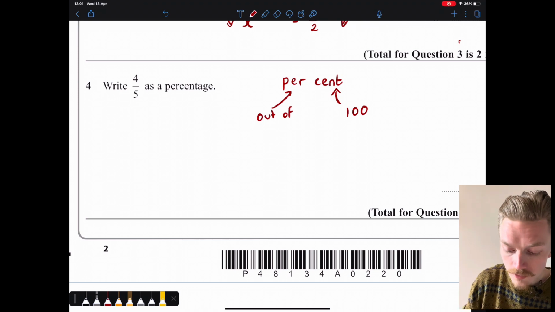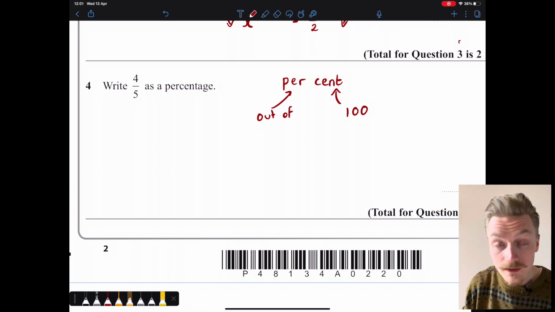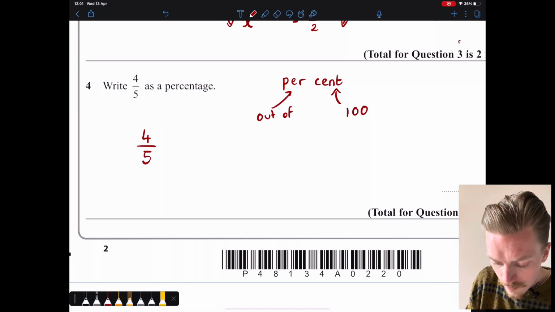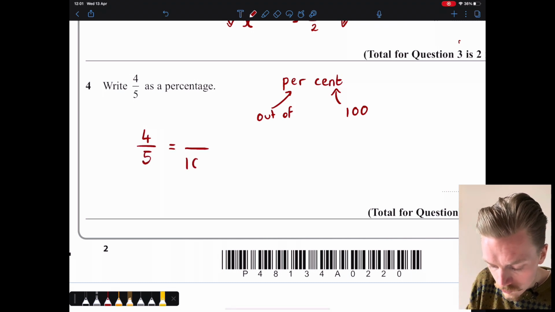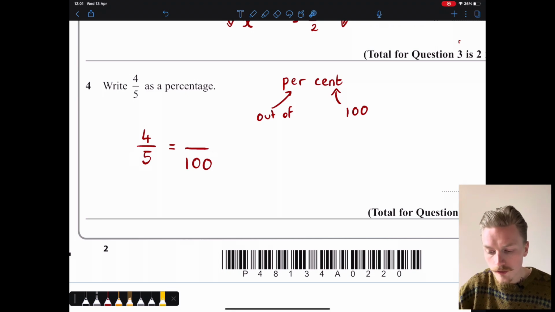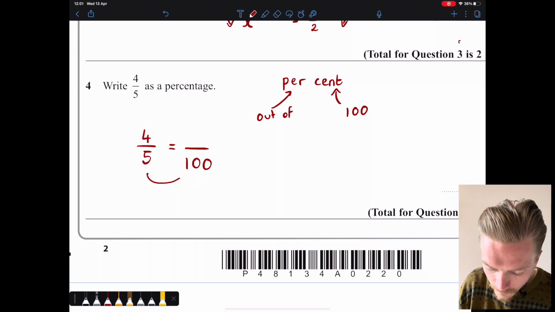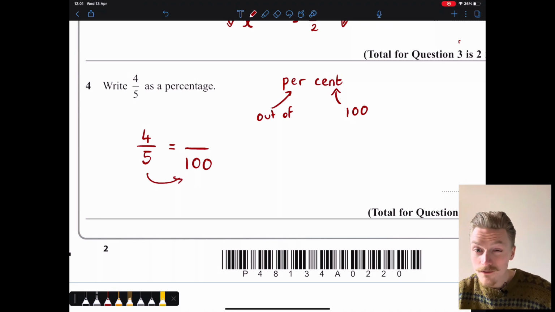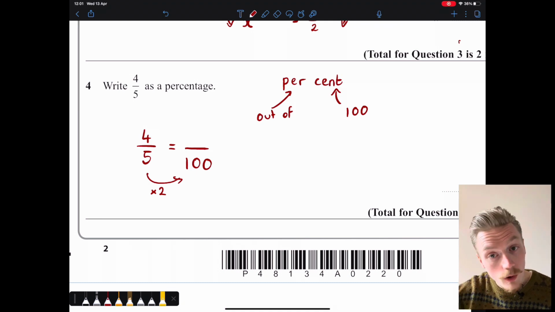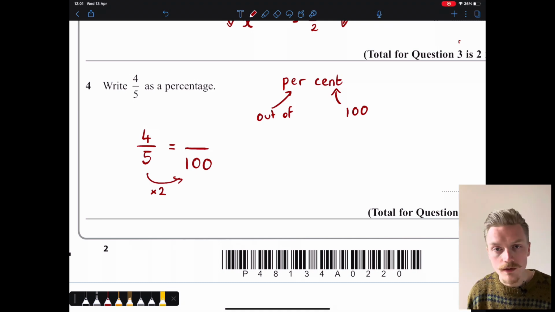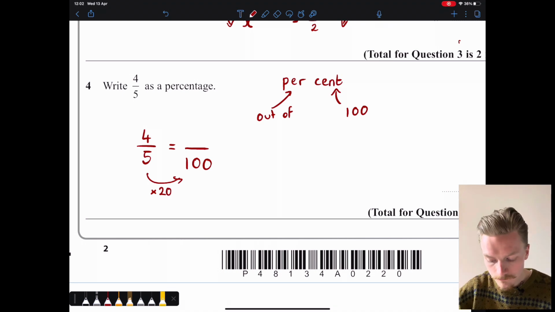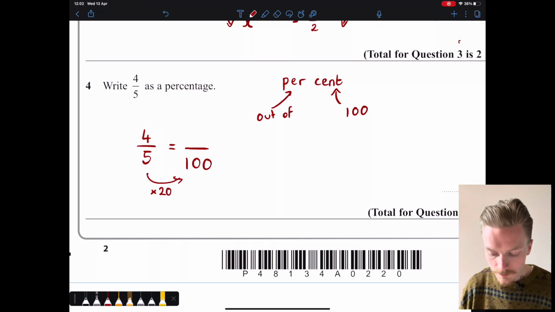So if I'm trying to write it as a percentage, I'm writing it out of 100. So I want 4/5 out of 100. So instead of being out of 5, I want it out of 100. Well, how do I get from 5 to 100? Well, I know how to get from 5 to 10. That's times by 2. So from 5 to 100, I need to times it by 2, then times it by 10. Or times it by 20. 5 times 20 gets me 100.